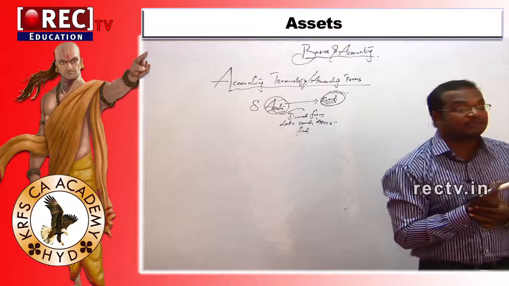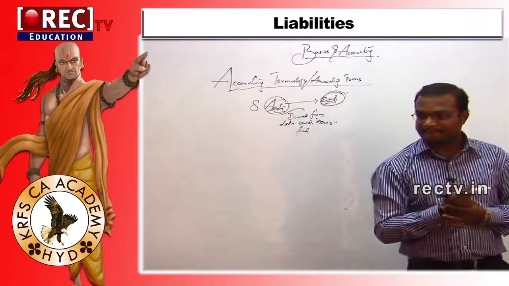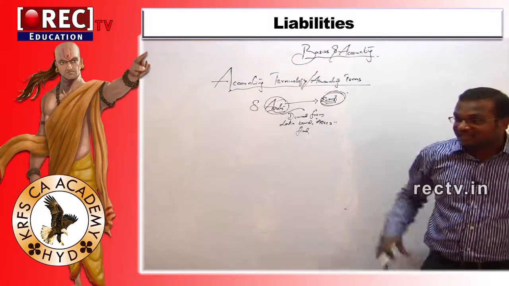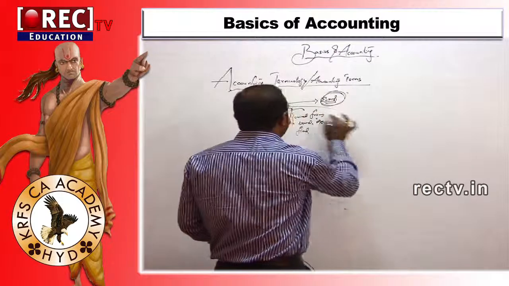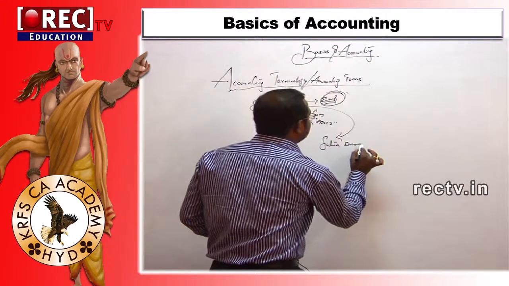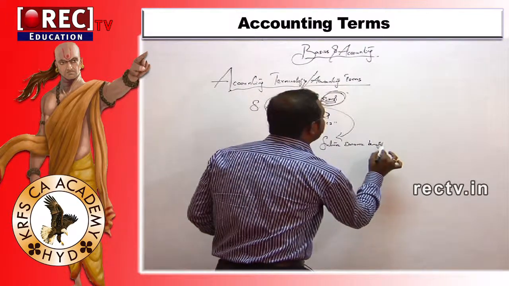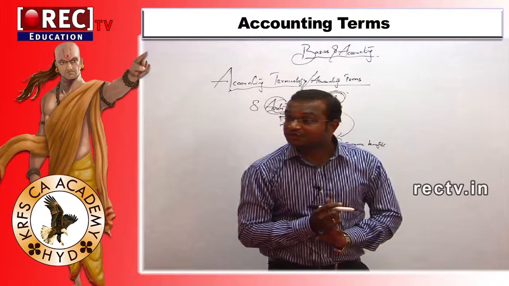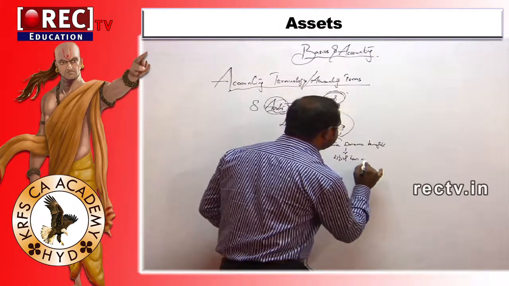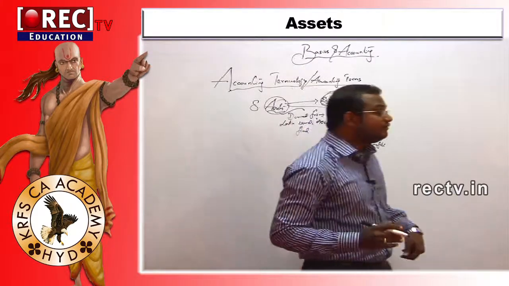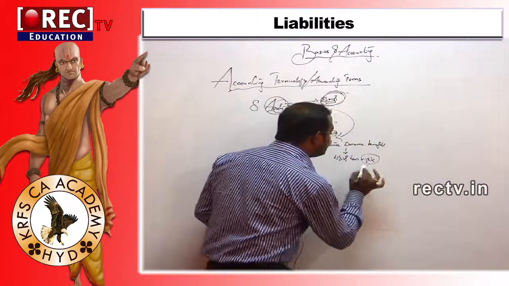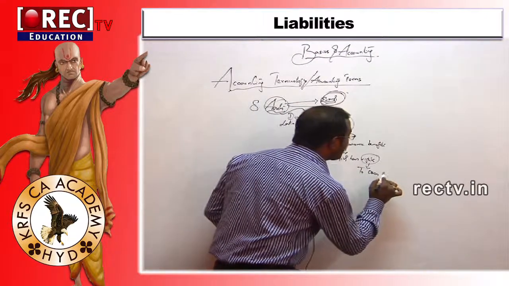Now what is meant by assets? Enough resources to do a business. These assets are nothing but future economic benefits. Yes or no, sir? These assets are nothing but future economic benefits which have rights. Which have rights means what, sir? It has the right to own the property, sir.